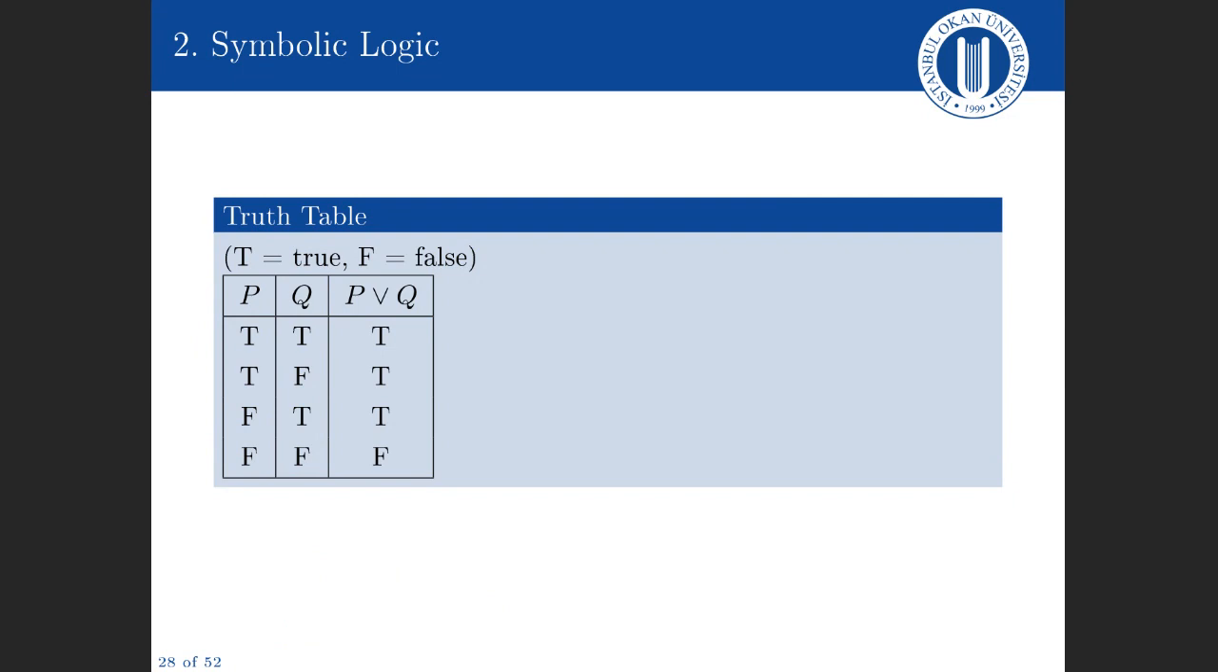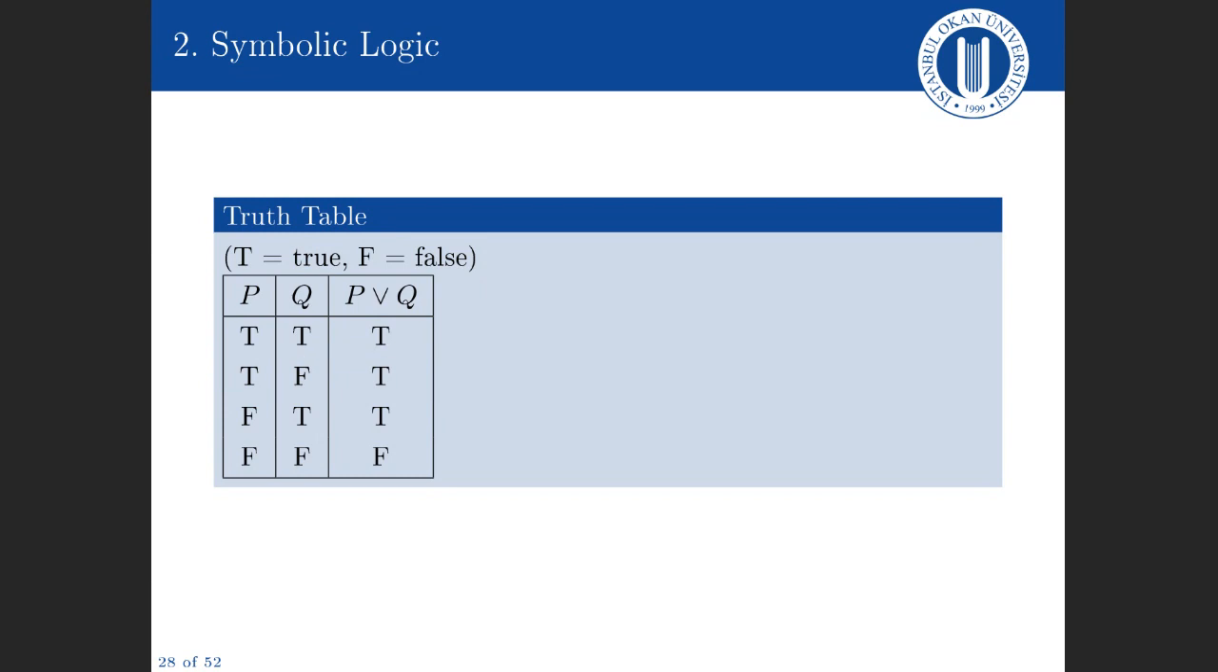Let's look at the first line. If P is true and if Q is true, we can ask, is P or Q true? Is at least one of these propositions true? And the answer is yes. At least one of them is true, so P or Q is true. Let's look at line 2. Now we're supposing that P is true and Q is false. Is at least one of these propositions true? Yes. So P or Q is true.